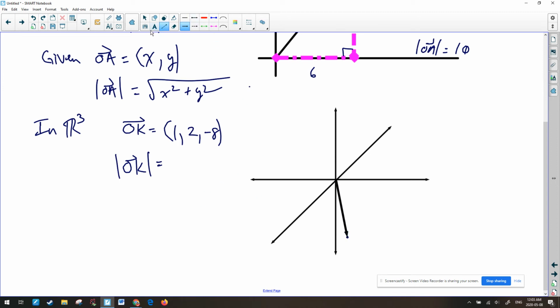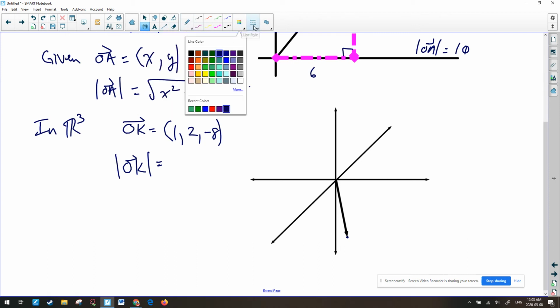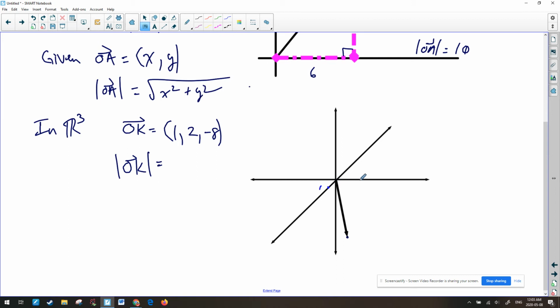Okay, and so I'm going to add some dimensions onto here. All right, so 1 is out 1, so here it is right here, 1. And then it's over 2, so there's 2. And then down here is -8.